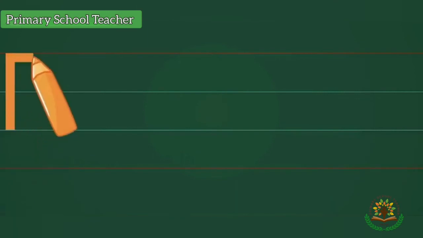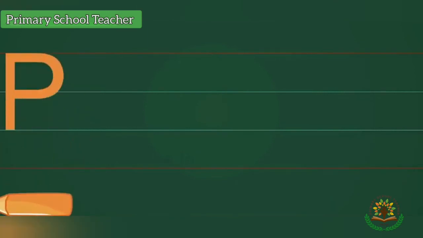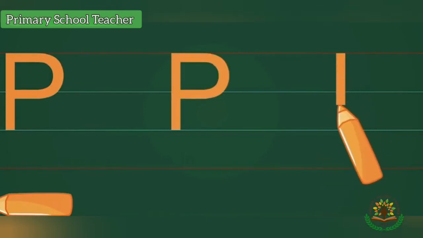It's time to write P. Standing line and a curve makes P.